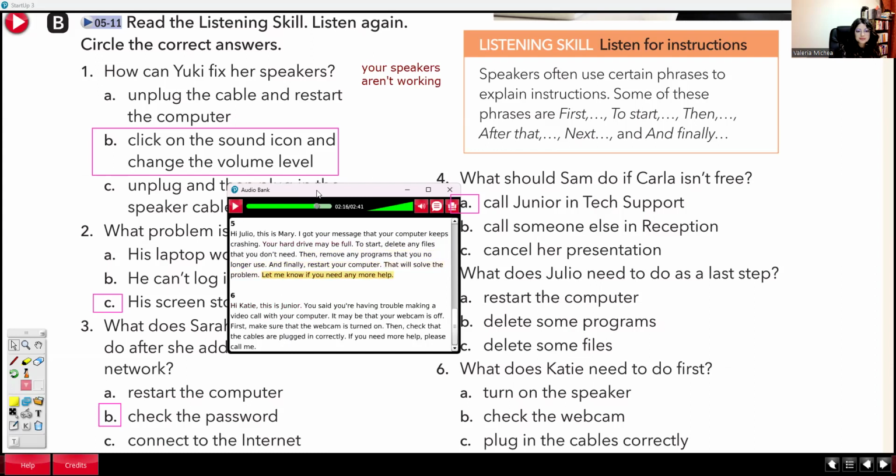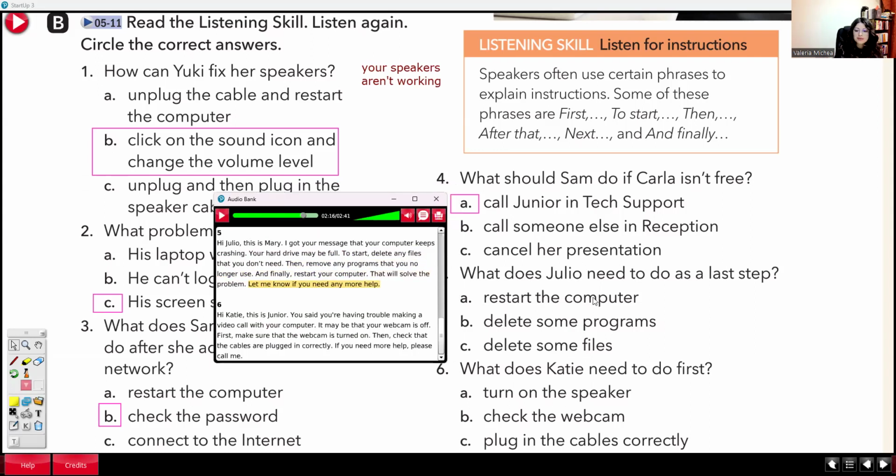All right, yeah. So this is about Julio and Mary. Let me relaunch my poll again. And let's read number 5. So what does Julio need to do as a last step? He needs to restart the computer, he needs to delete some programs, or he needs to delete some files. Remember that here we are talking about the last step, the last thing that he can do. And yeah, let me know what you think.